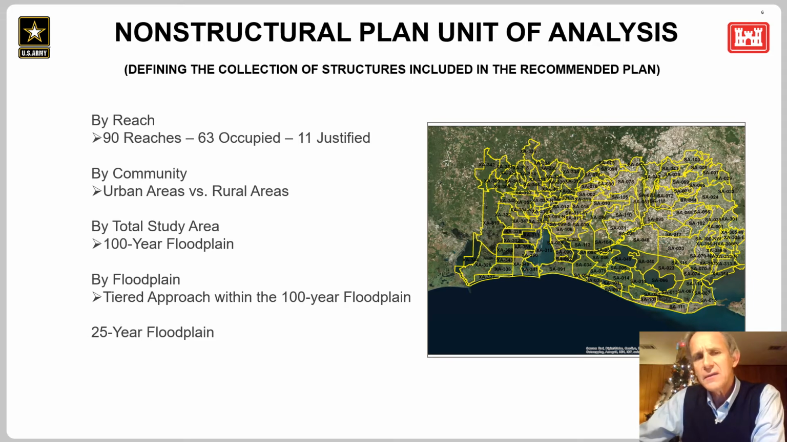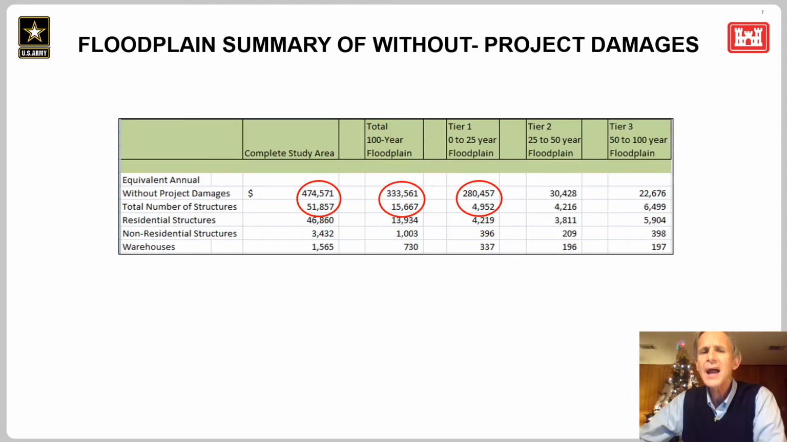When we started the study, the real question was, how do we aggregate? How do we define what we're looking at? And we thought, well, maybe we'll organize by reach. But that's all based on H&H. And then we thought by community. But there are urban communities, there are rural communities. We thought about floodplain, but then the entire area is practically in the 100-year floodplain. Then we went to more of a tiered floodplain approach. And we started to get some insights and results there that definitely required further investigation, and finally we landed on the 25-year floodplain.